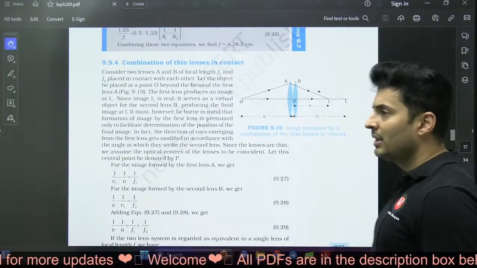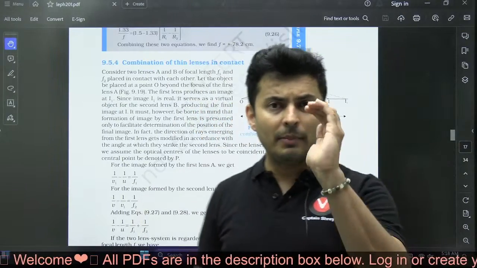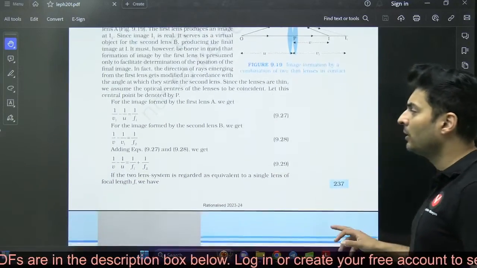Remember, for a lens, focal length depends on the medium, but for a mirror, focal length is only dependent on the shape or the size, that is R by 2, that's all. It's not going to be dependent on the medium.